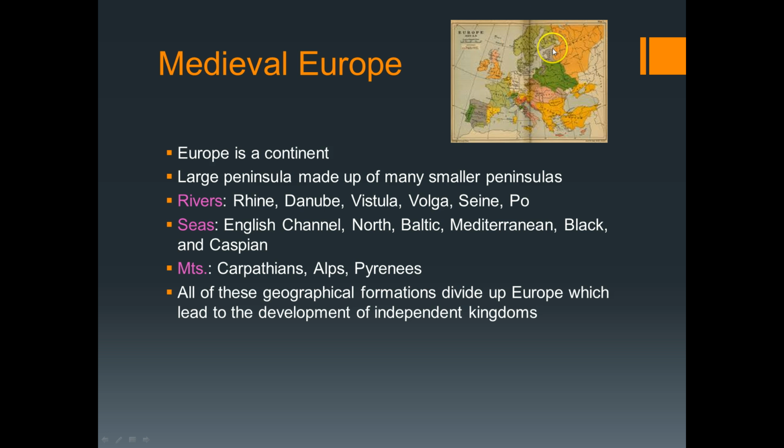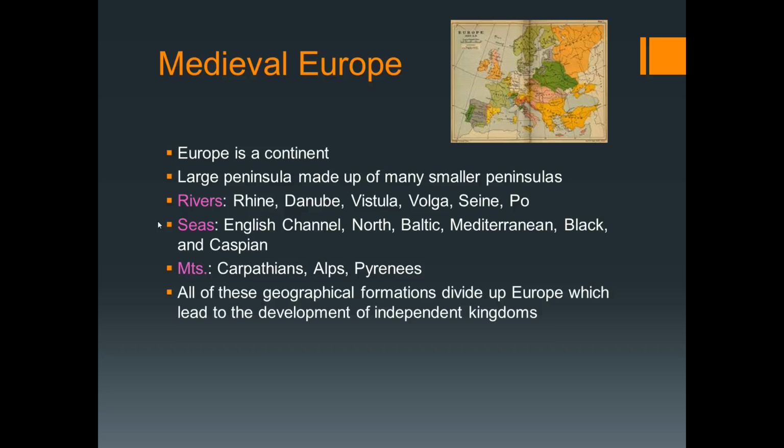You get England, and well, I've got a bigger map. You'll be able to see a little more here in a minute. It's a large peninsula made up of many smaller peninsulas, and I'll point that out a little more in a minute. You have rivers like the Rhine, the Danube, the Vistula, the Volga, the Seine, the Po.